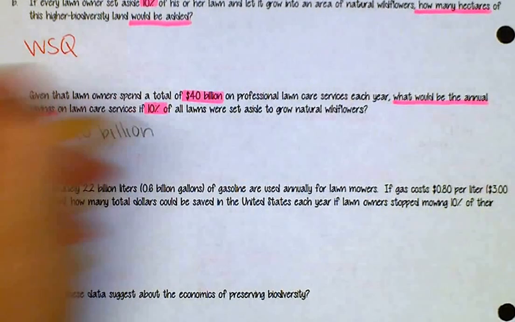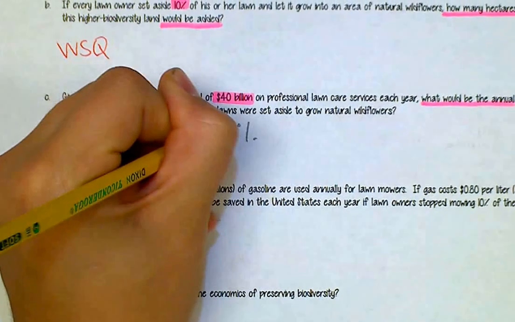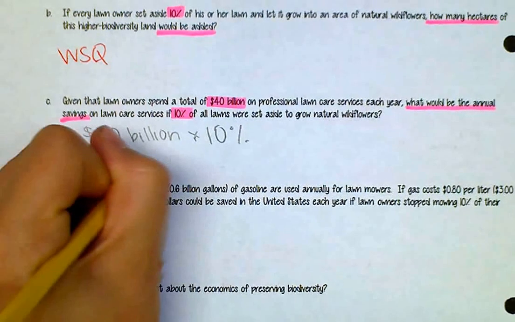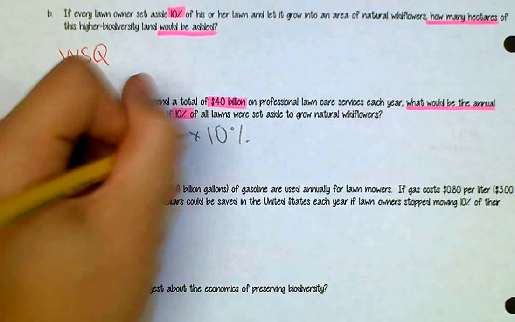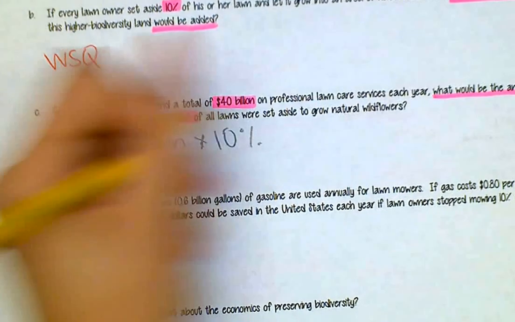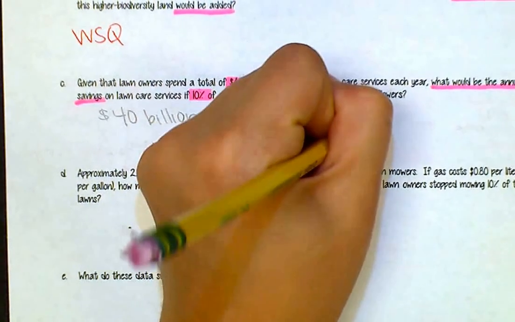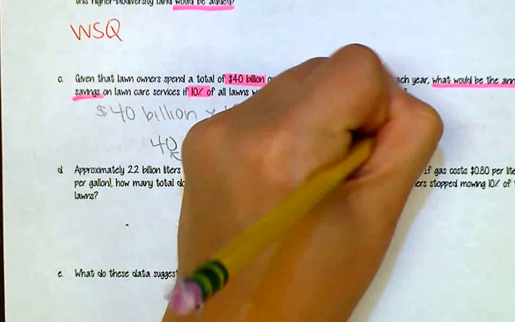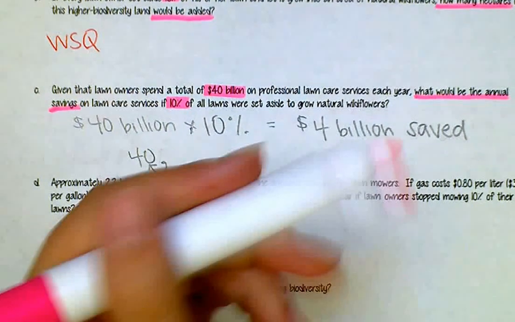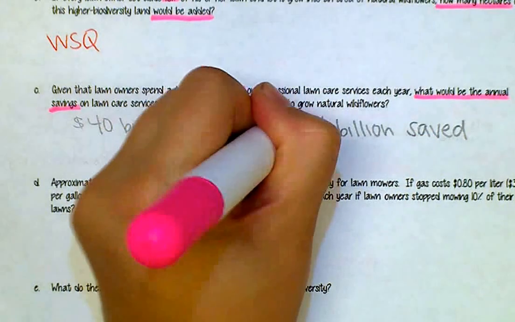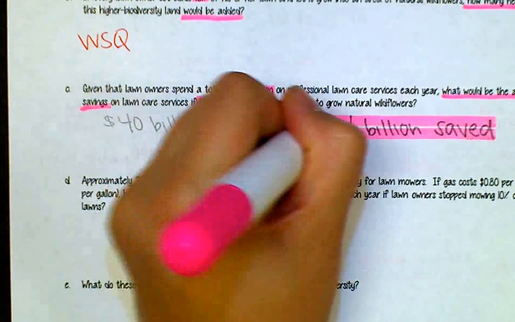And we want to multiply it by 10%. Now an easy way to multiply by 10% is to just move the decimal place over 1. So that's going to give us $4 billion saved. We're just going to move our decimal place over, and we're going to save $4 billion on lawn care by just saving 10%.